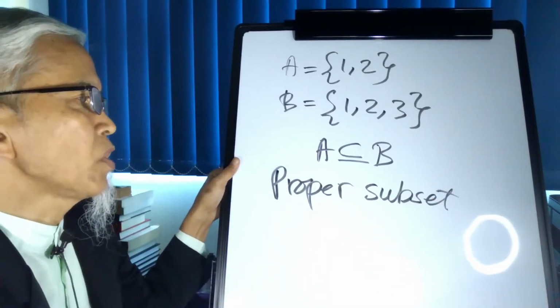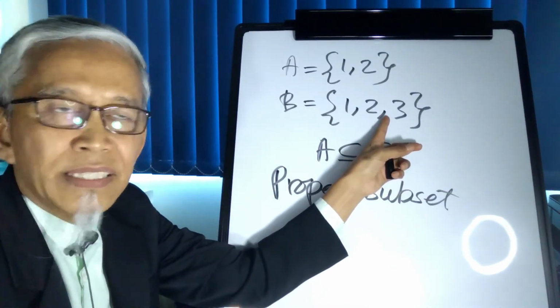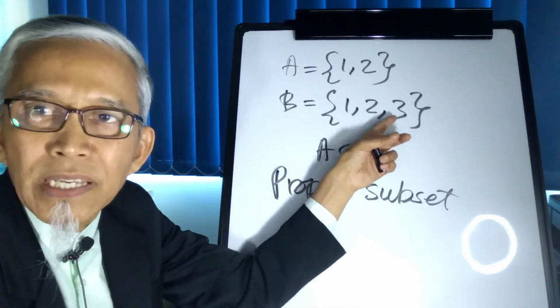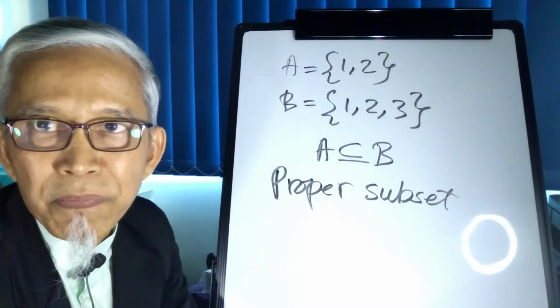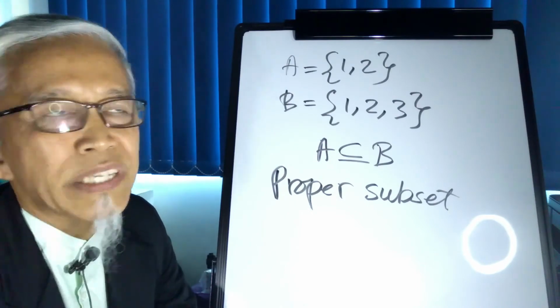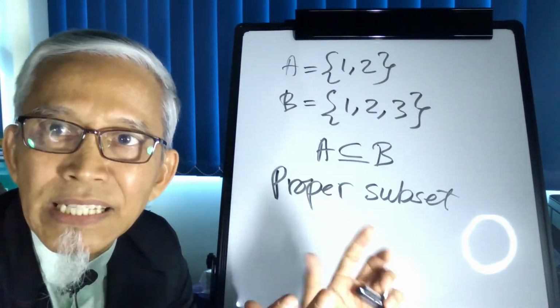Okay, because there is at least one element in B that is not in A. For example, in this case, we have this element 3 here, which is in B but is not in A. Meaning to say, B is bigger than A, or we say set A is contained in set B.